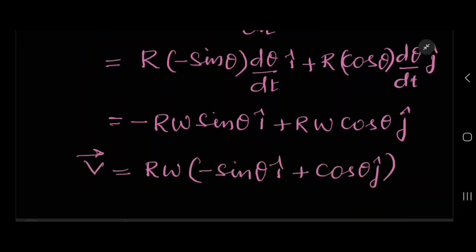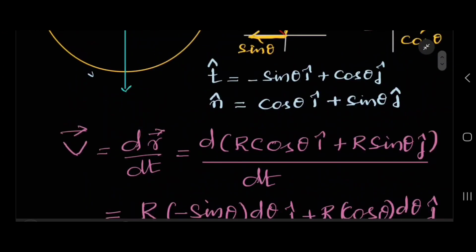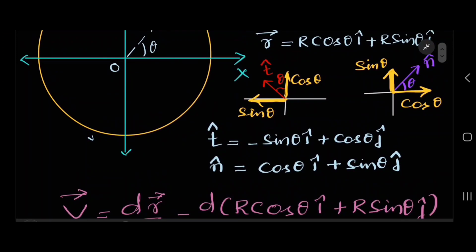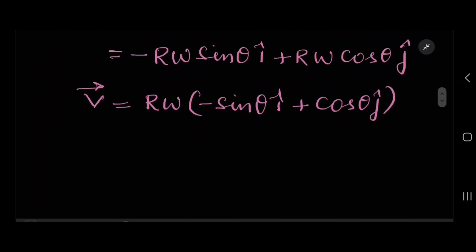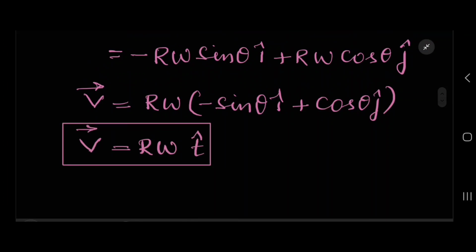Solving this, taking r omega common, v bar is r omega into minus sin theta i cap plus cos theta j cap. This is the velocity vector as a function of theta. And if you observe this minus sin theta i cap plus cos theta j cap, it is nothing but t cap, the unit vector along the tangent. So the velocity vector can be written as v bar equals r omega t cap, which says that the magnitude of velocity is r omega and it is directed along the tangent.